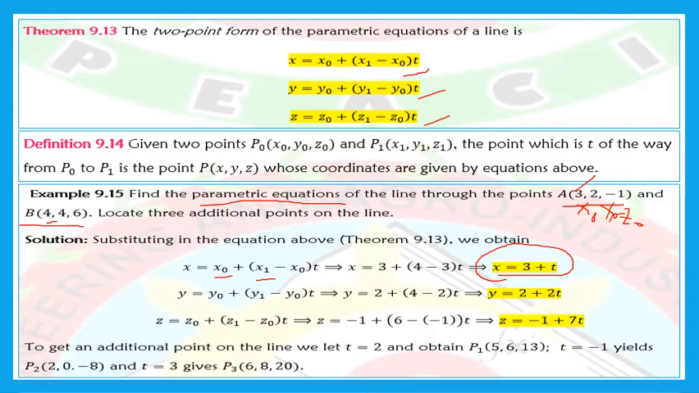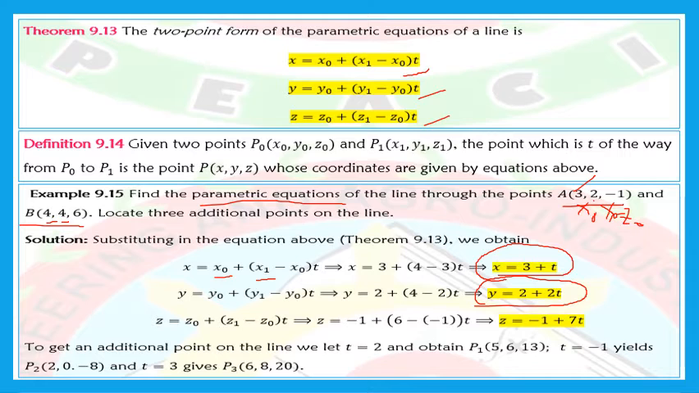Ang y sub 0 natin is 2, galing kay A. And then, y sub 1 natin is 4, minus 4 na si y sub 0. So, 2 plus 4 minus 2 times t, y equals 2 plus 2t. Okay. The last parametric equation is z equals z sub 0.